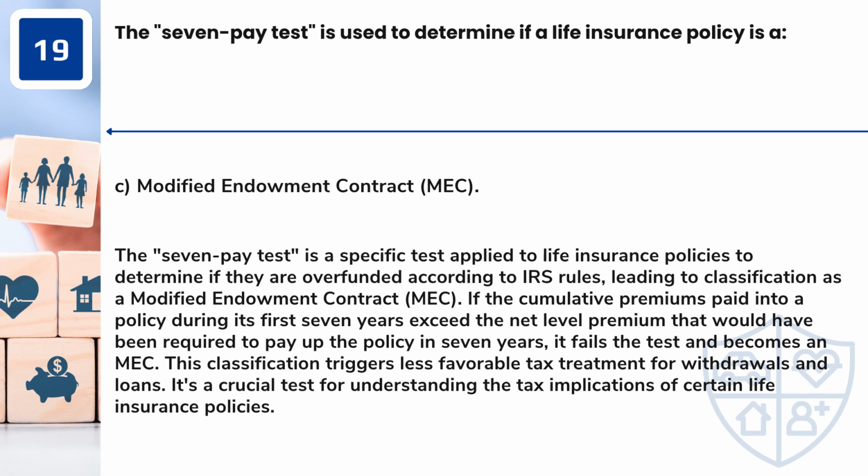If the cumulative premiums paid into a policy during its first 7 years exceed the net level premium that would have been required to pay up the policy in 7 years, it fails the test and becomes an MEC. This classification triggers less favorable tax treatment for withdrawals and loans. It's a crucial test for understanding the tax implications of certain life insurance policies.